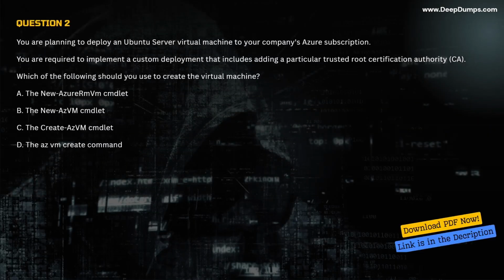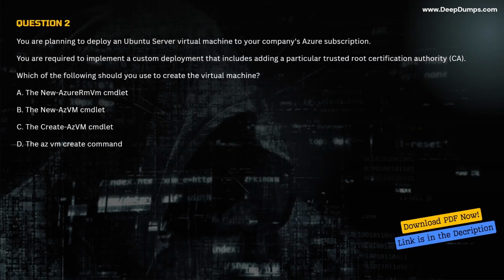Question 2. You are planning to deploy an Ubuntu server virtual machine to your company's Azure subscription. You are required to implement a custom deployment that includes adding a particular Trusted Root Certification Authority, CA. Which of the following should you use to create the virtual machine? A. The New-AzVM cmdlet. B. The New-AzVM Complete. C. The Create-AzVM Complete. D. The az vm create command.